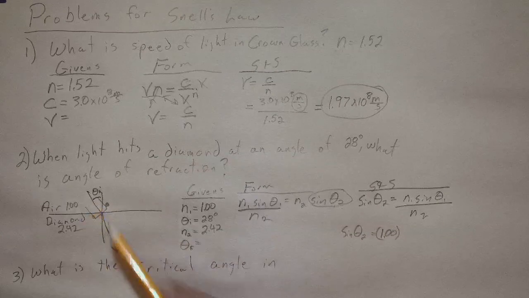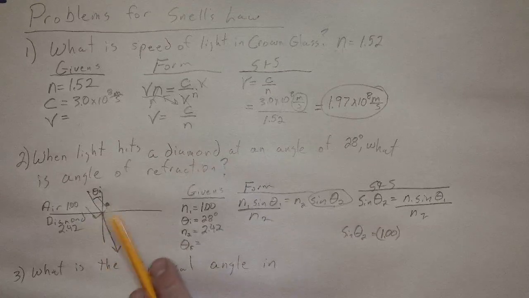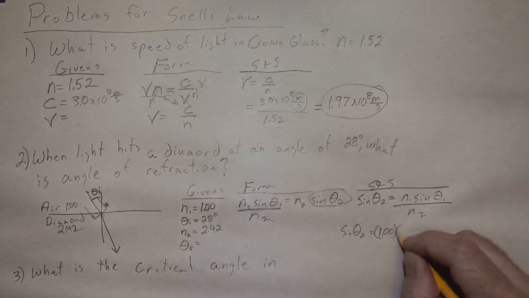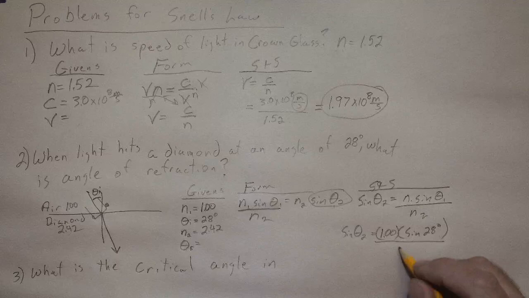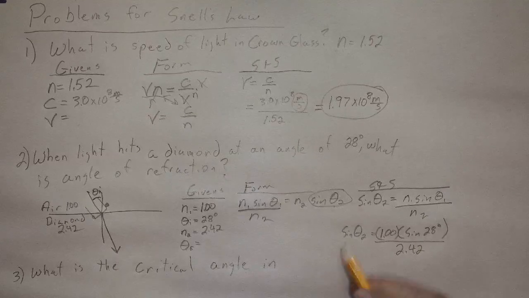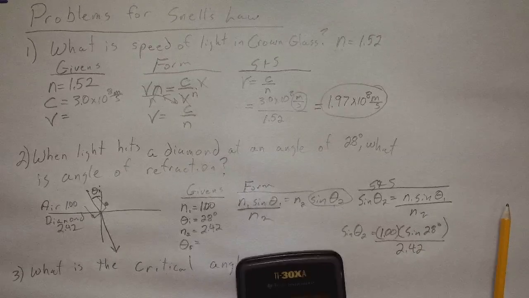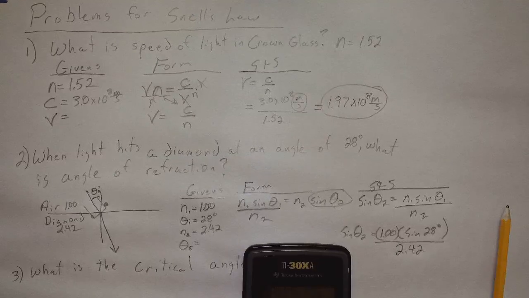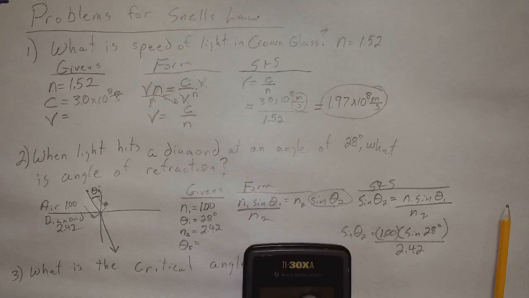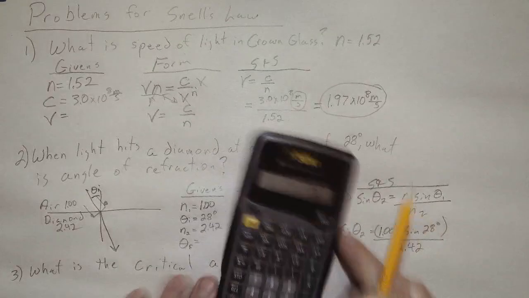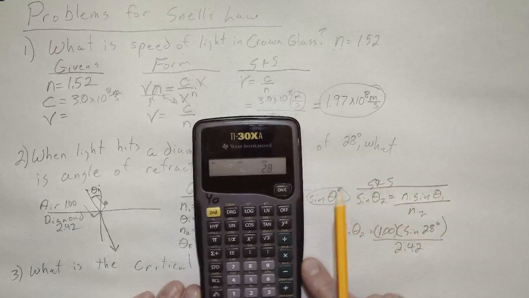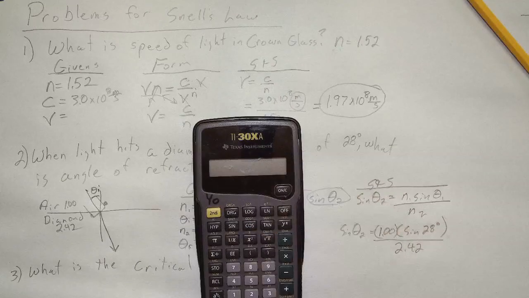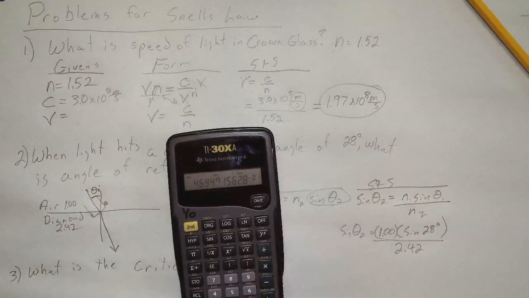That's the incident media. Remember to draw this. A drawing really will keep you from making silly mistakes. Times the sine of 28 degrees, all divided by 2.42, and then we're going to have to take the inverse sine. So let's do that. So 1 times 28. Also, make sure your calculator here is on degrees, otherwise that will mess you up. So 28, hit sine. That's the sine of 28 degrees, now divided by 2.42.